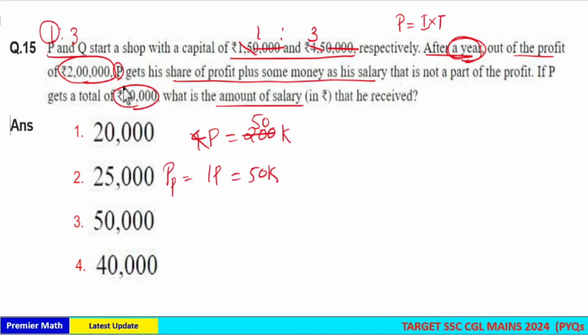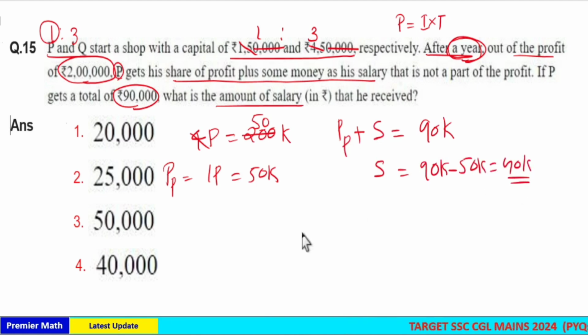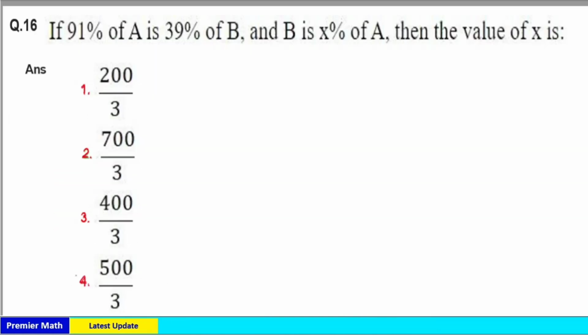And here P received total 90,000. P received total 90,000 means P received profit plus salary, which is 90,000. Now profit is 50,000, means salary is equal to 90,000 minus 50,000, which is 40,000. Option 4 is your answer.